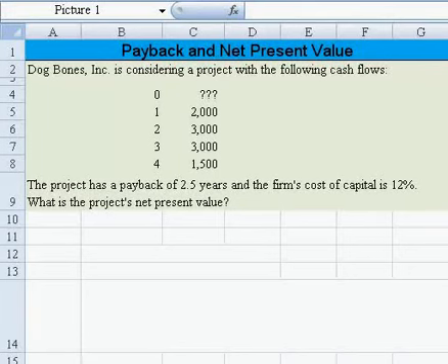Let's take a look at this payback and net present value problem. Dogbones Inc. is considering a project with the following cash flows. And you can see on the screen, there's a positive cash flow in years 1, 2, 3, and 4, but we're not sure what the project costs. The project has a payback of 2.5 years, and the firm's cost of capital is 12%. What is the project's net present value?